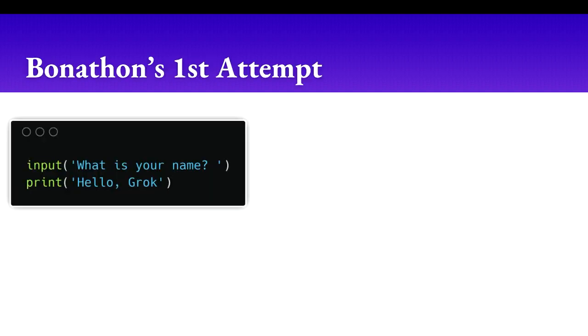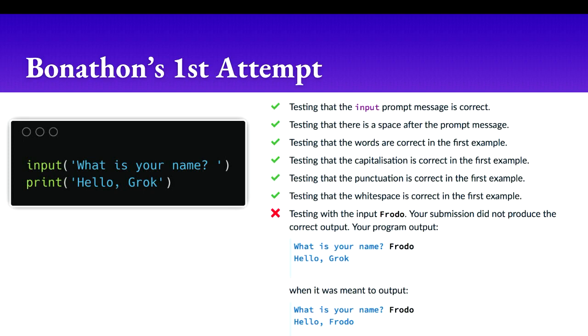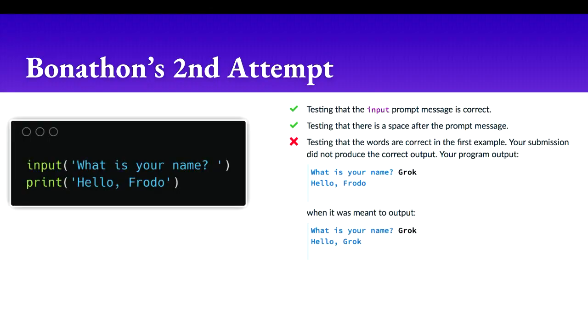So this is Bonathan's first attempt. He's written input what is your name and then print hello Grok. And this is a really common solution to this problem. Now, this passes a lot of tests because it does get the hello Grok example correct. But when it comes to the next step, and it's got the input of Frodo, it still says hello Grok. So this student reads the feedback, oh, I meant to say hello Frodo. And of course, they implement this program, which says hello to Frodo.